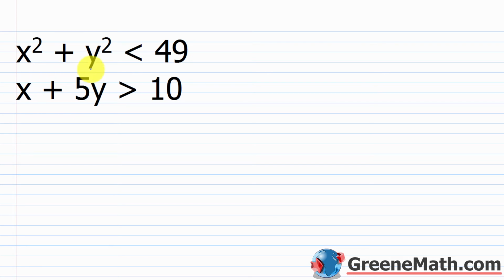So we have x squared plus y squared is less than 49. Let's start out with this one. We know that the boundary here would be a circle, and we know the boundary would be dashed because this guy is strict. So it's x squared plus y squared is equal to, square root of 49 is 7, so I might as well say this is 7 squared. So this is a circle that is centered at the origin with a radius of 7.